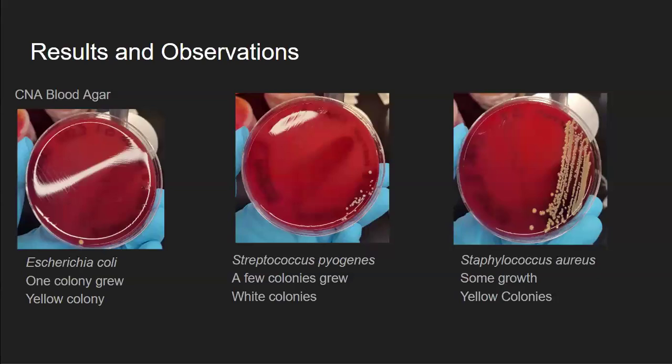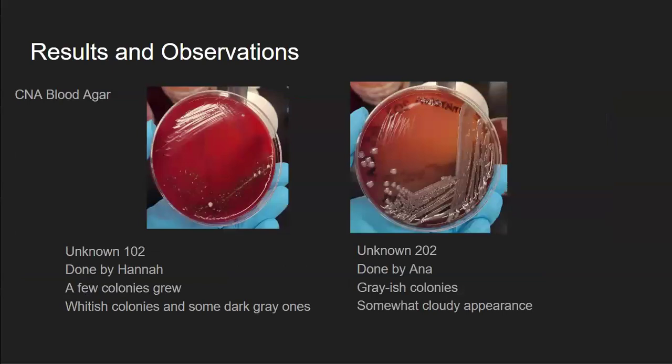CNA blood agar. For Escherichia coli, only one colony grew and it was yellow. Streptococcus pyogenes, a few colonies grew which were white. And for Staphylococcus aureus, there was also some growth of yellow colonies. For our unknowns, 102, a few colonies grew which were whitish, and there are also some dark gray ones. And for 202, there were grayish colonies with a somewhat cloudy appearance.